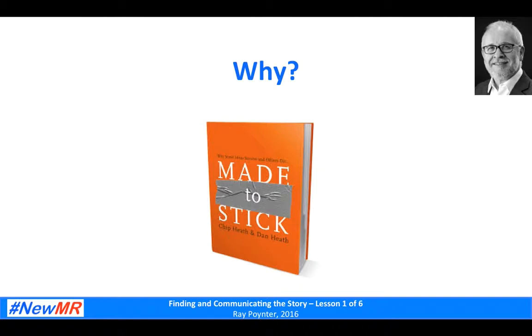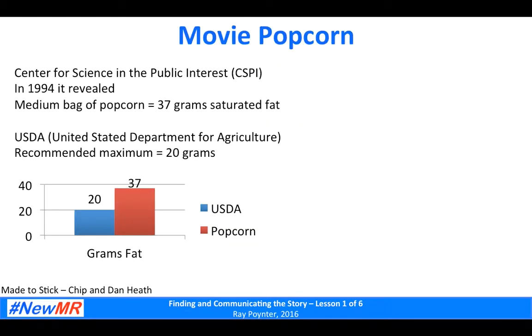And if you want a really good book on storytelling and the different ways that ideas and messages have been able to stick, then I'd certainly recommend this one from Chip and Dan Heath. And I'm going to take an example from their book. Back in 1994, the Centre for Science and Public Interest found out that a medium-sized bag of the sort of popcorn that you would eat in the movies in the United States had about 37 grams of saturated fat.